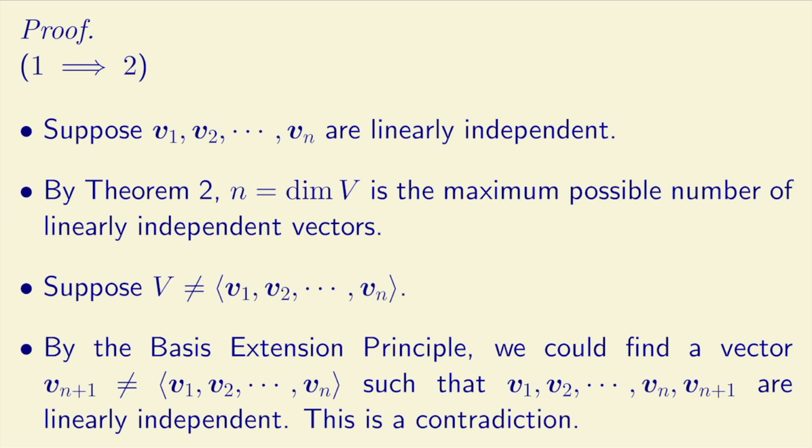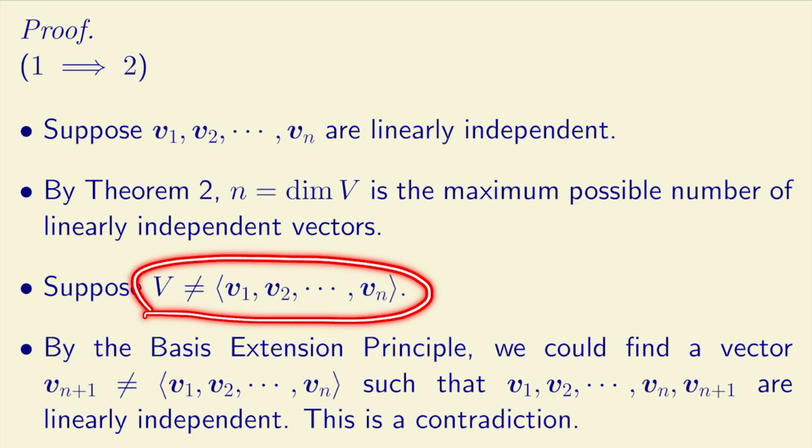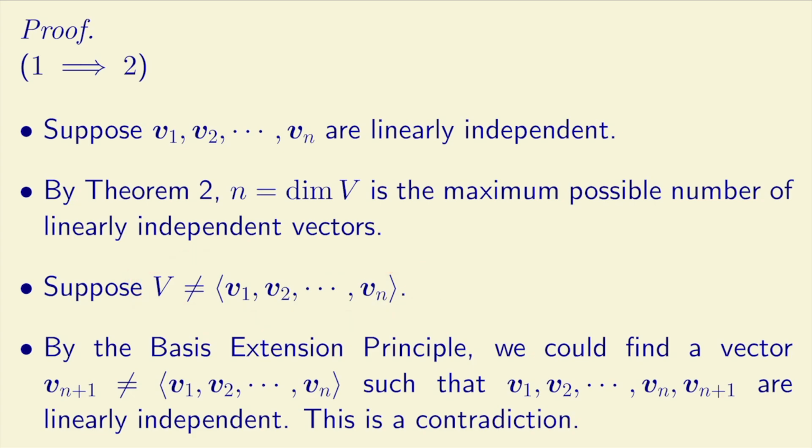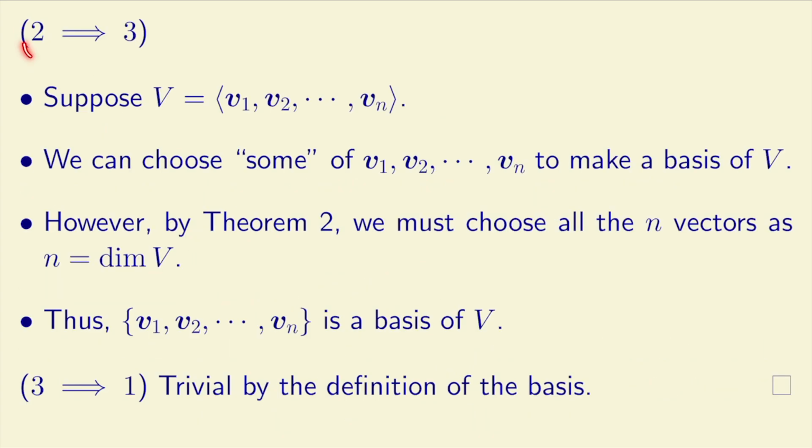But we just said n is the maximum possible number of linearly independent vectors, but now we have n plus 1 linearly independent vectors. This is a contradiction. Therefore, our assumption that V is not generated by these n vectors was false. So it's done. Next, let's prove 2 implies 3.